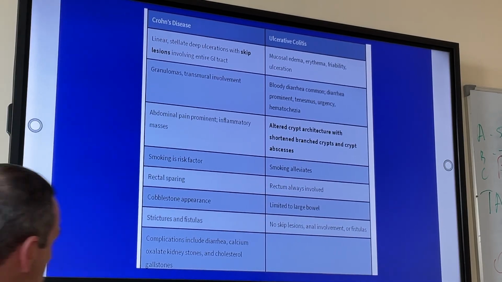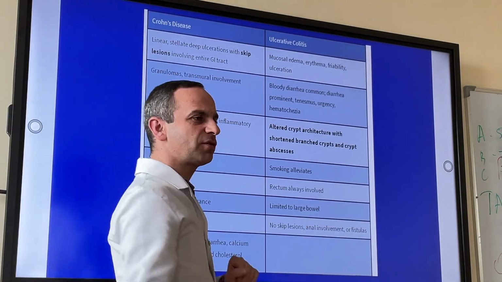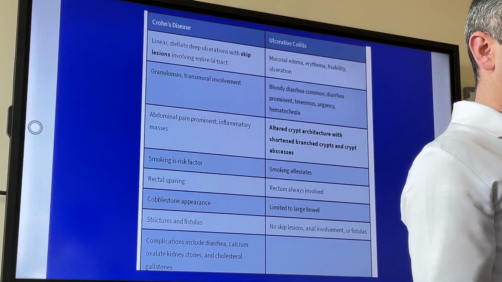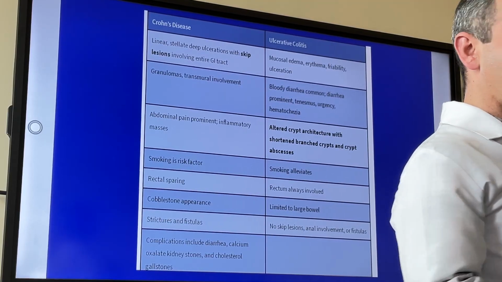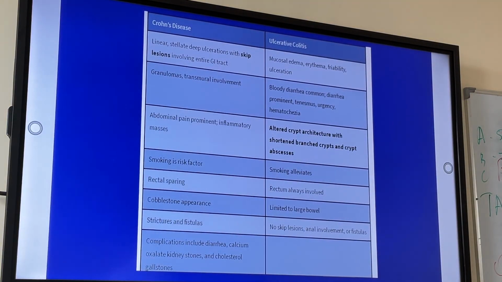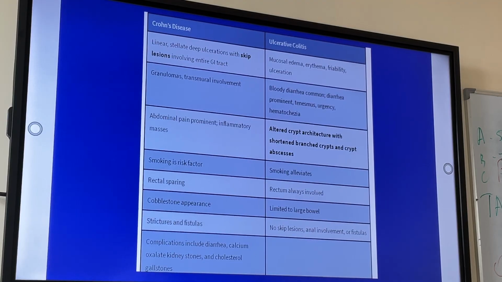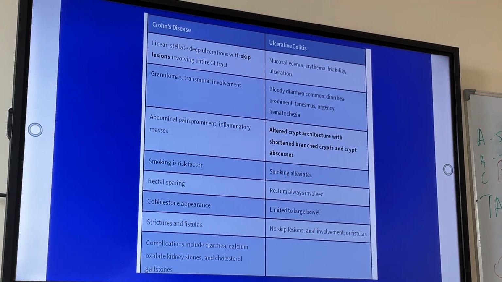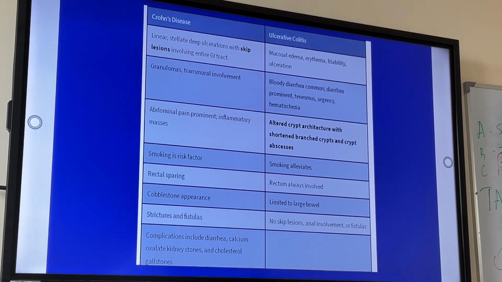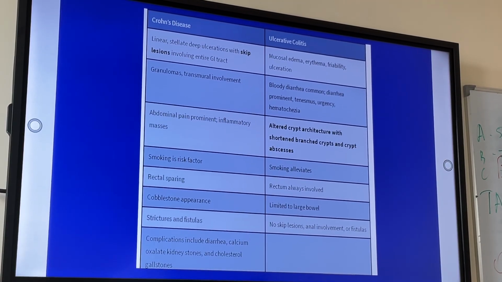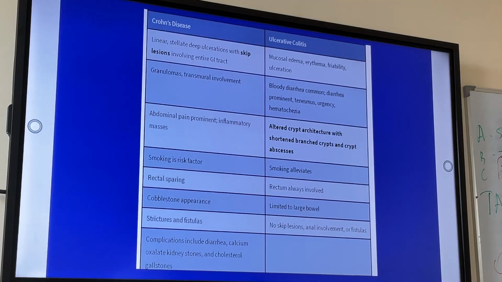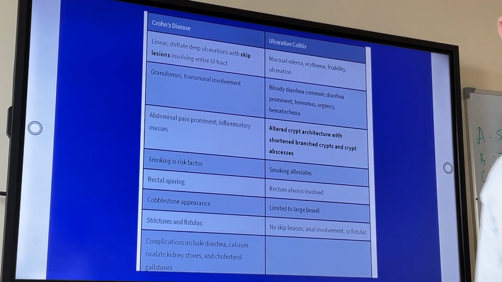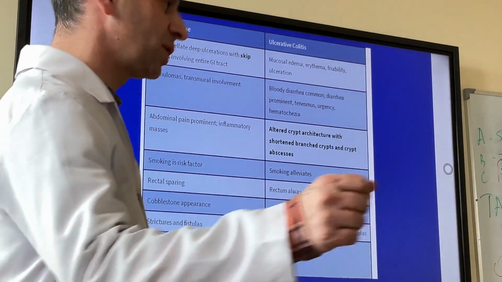For Crohn's disease, abdominal pain is prominent, along with inflammatory masses. In typical involvement of the terminal ileum, you may palpate a conglomerate, like a fusion cluster, of these masses. The inflamed bowel is palpable in the right lower quadrant or right iliac fossa, which you may misdiagnose as appendicitis, of course, complicated appendicitis.